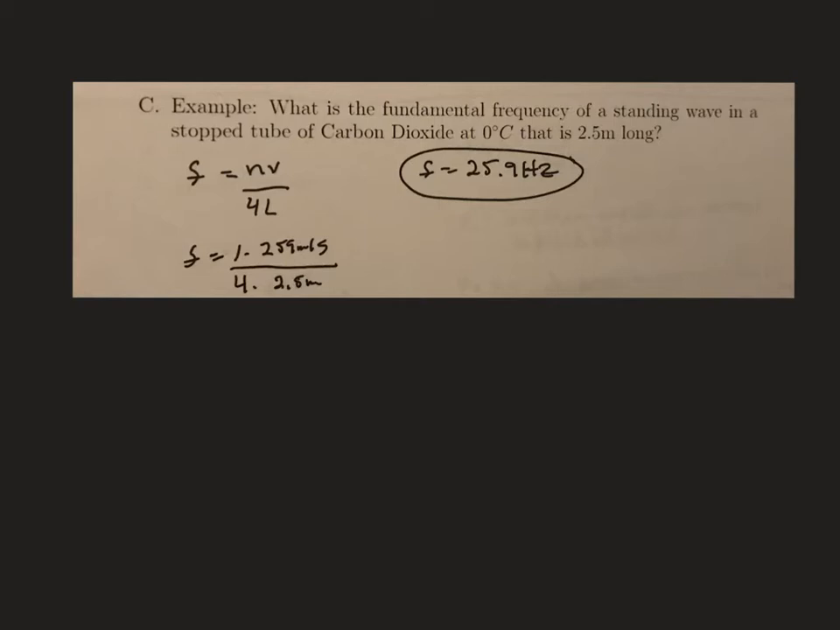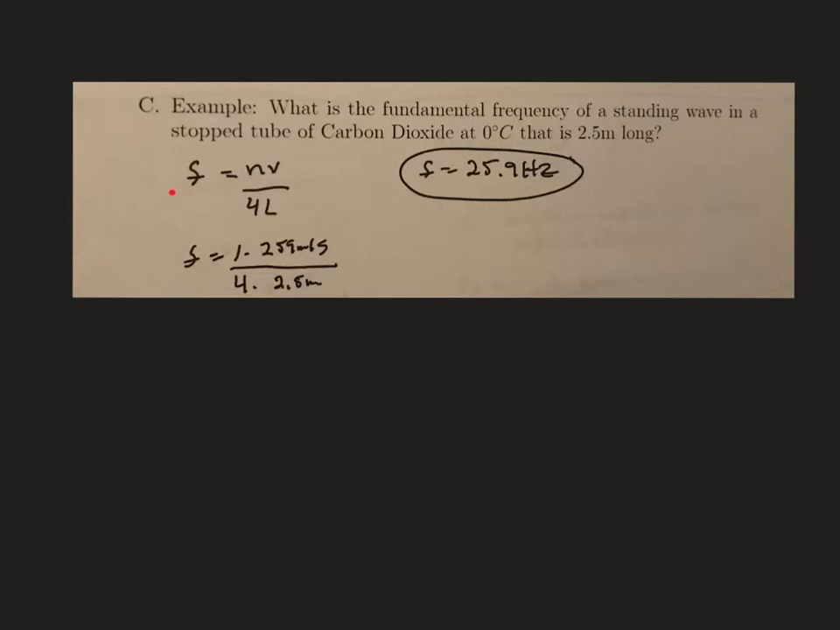And it's a stop tube of carbon dioxide, which means that we're dealing with standing waves in a quote-unquote air column. It's not really air this time, it's carbon dioxide, but some sort of gas. And since it's a stop tube, that tells us that it is one end open rather than two ends open.